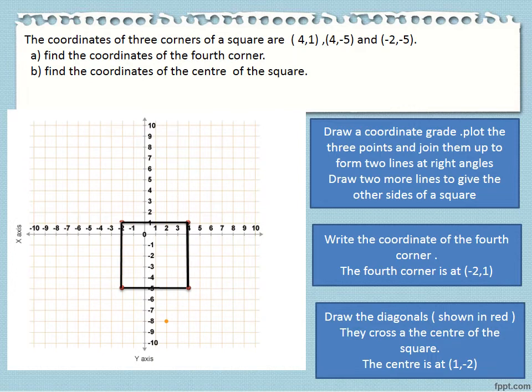To find the center of the square, draw the diagonals, as shown in red. They cross at the center of the square. You can see this is the center of the square. At which point? (1, -2).